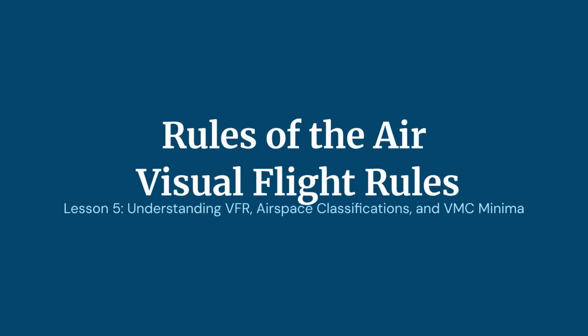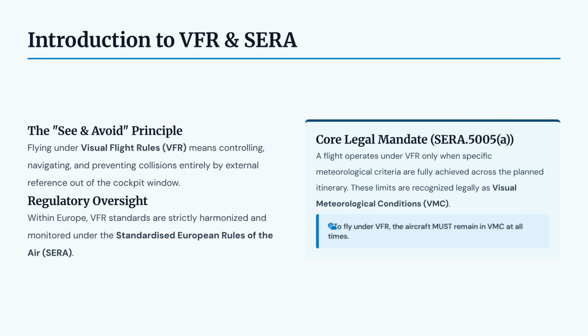Welcome to Lesson 5, focusing on the rules of the air, specifically visual flight rules. We'll be understanding VFR, airspace classifications, and visual meteorological conditions minima. VFR flying follows the see and avoid principle, controlling the aircraft by external reference. European standards are harmonized under SERA.